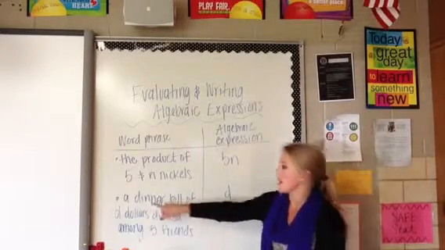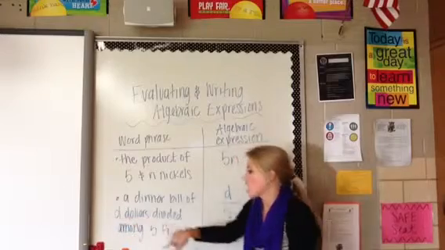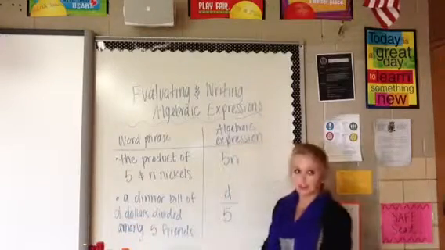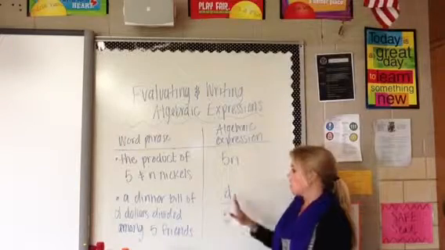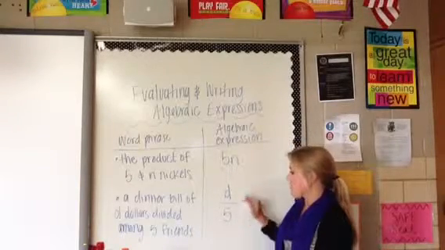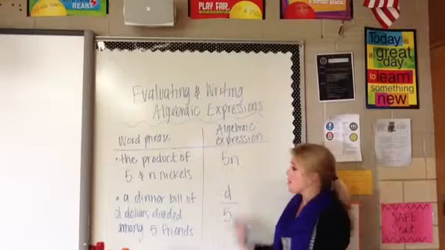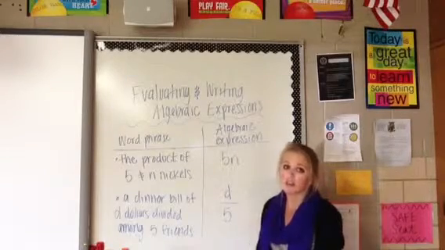Okay, here's another one. A dinner bill of D dollars divided among 5 friends. So I have D, I have 5, and I have the word divided. So I know I'm going to take D divided by 5. I put it in fraction form because a fraction is just the same thing as division.